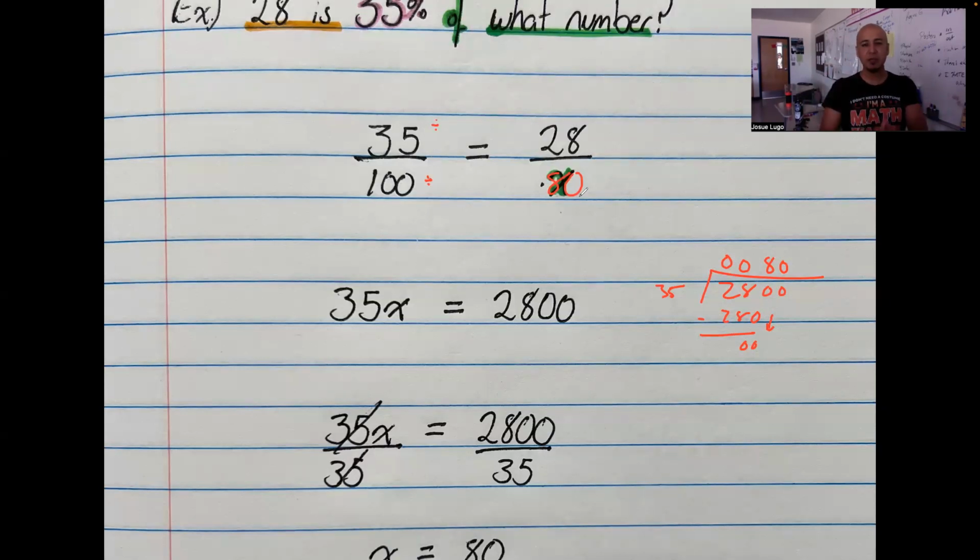So, ladies and gentlemen, pay special attention to how you set it up, line it up correctly, then just cross multiply and then divide by the number next to the letter.